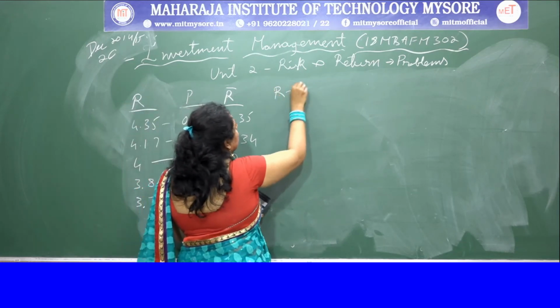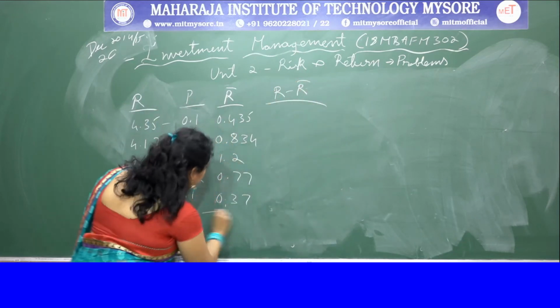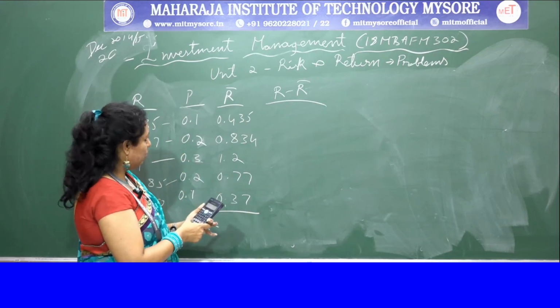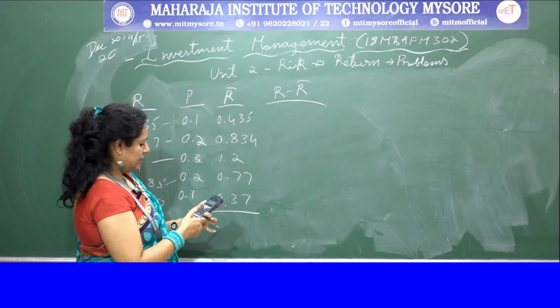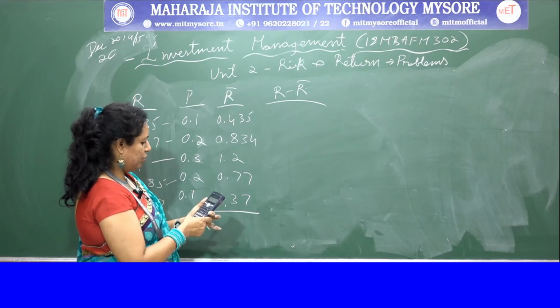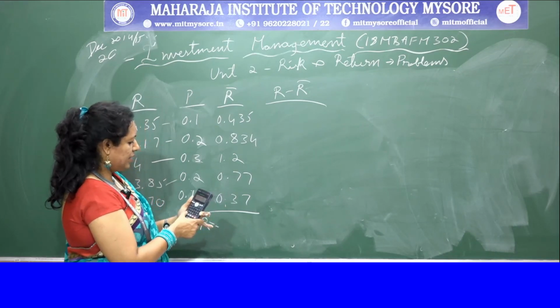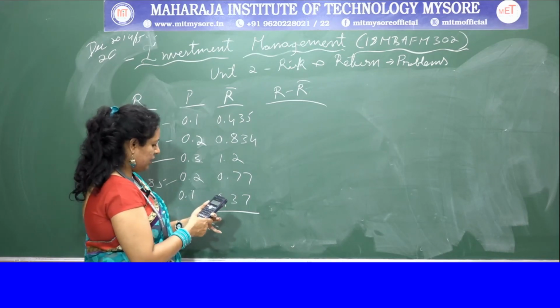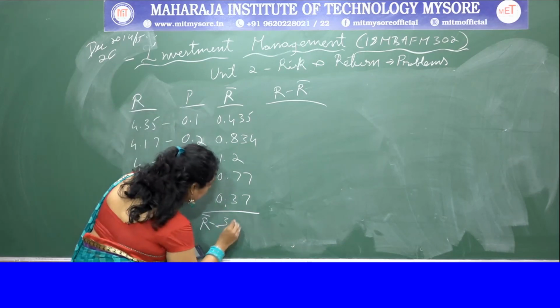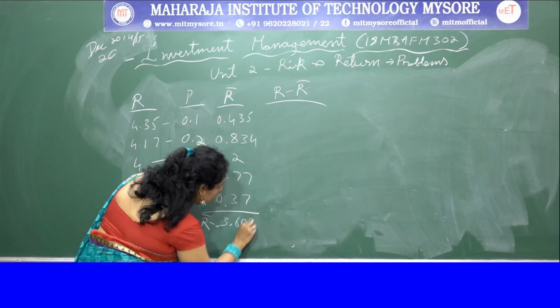Then you have to do R minus R bar to calculate that. You have to get the R bar first. Okay, 0.435 plus 0.834 plus 1.2 plus 0.77 plus 0.37. So the answer is 3.609.